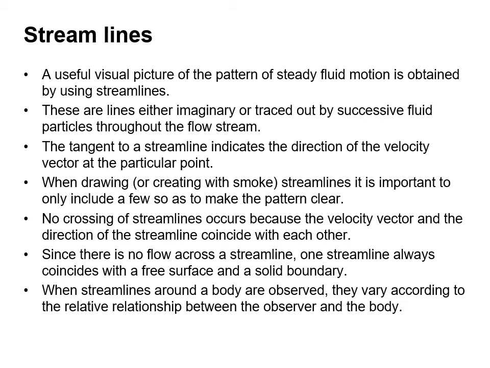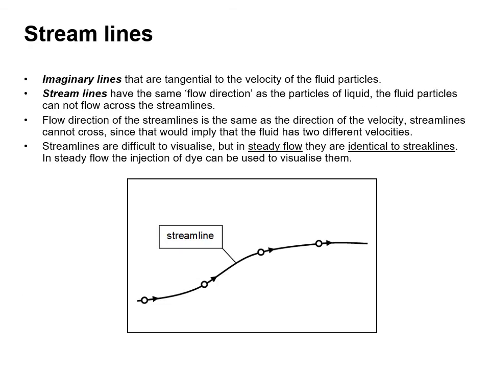Since there is no flow across a streamline, one streamline always stays coincident with a free surface or a solid boundary. And when streamlines around a body are observed, they vary according to the relative relationship between the observer and the body. So these imaginary lines are tangential to the velocity of the fluid particles.